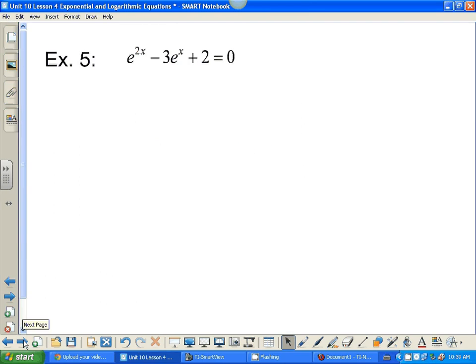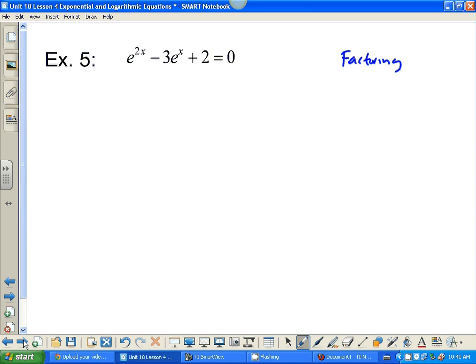All right, so we have e to the 2x minus 3 e to the x plus 2 equals 0. This is a different kind of strategy. On this one, we are going to use logs, but I just want to let you know that something like this will be on the test. This is going to require the use of factoring. So this is kind of a special type of problem.